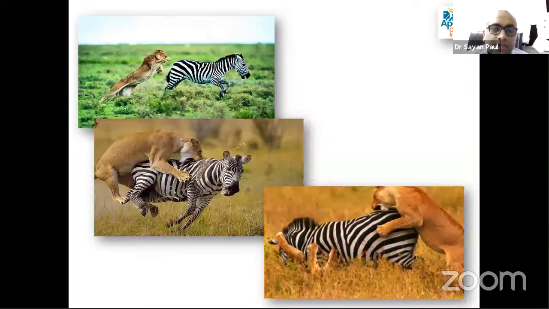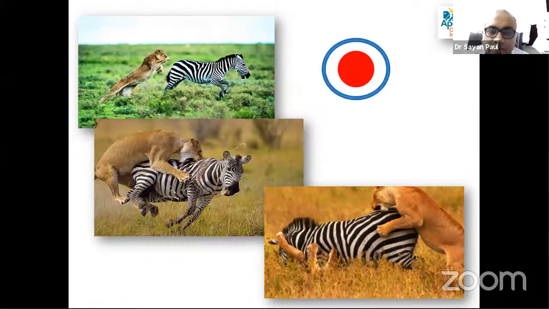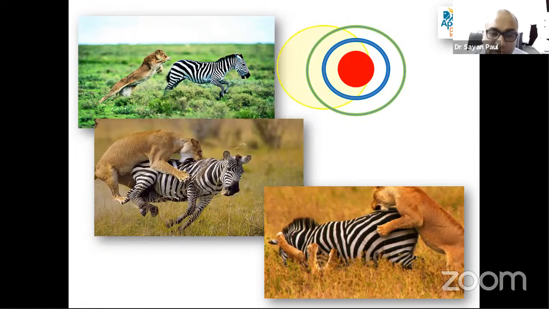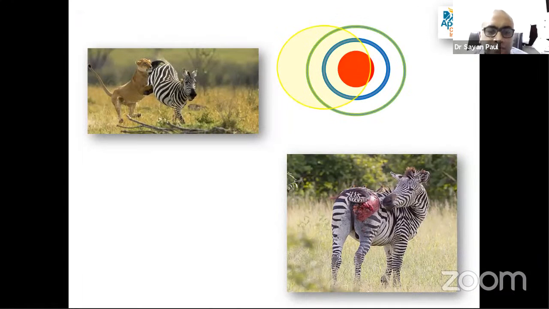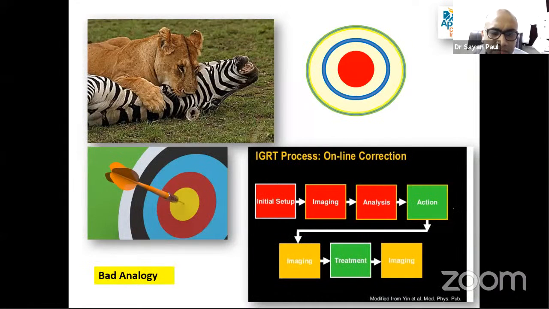That is the planning. And at the time of pouncing, if the vision of the lioness is not good, if she has cataract in her eyes, she misses the target. And that can also happen with us if we can't see the target properly at the time of firing. So we miss the target and the cancer cells survive. We could not cure the cancer of the patient. So I know this is a bad analogy.